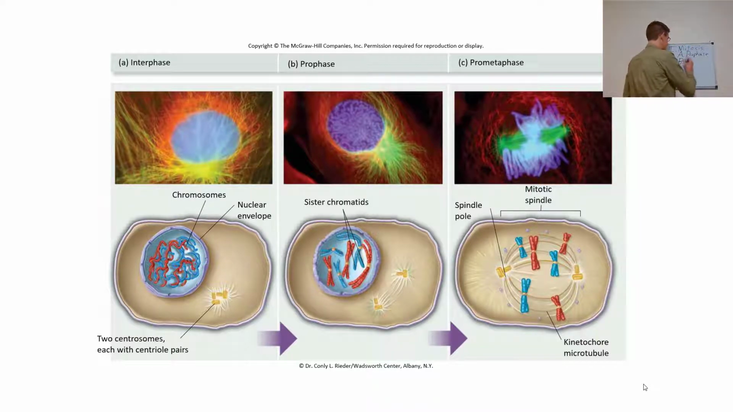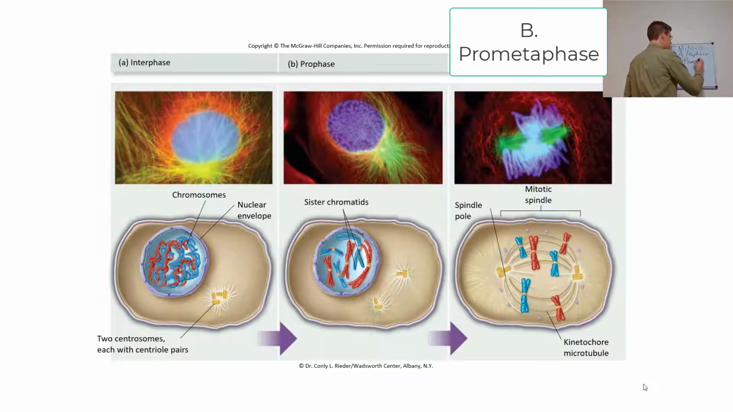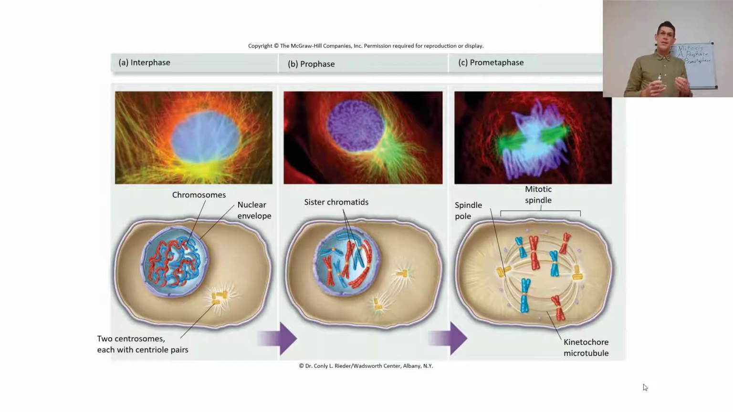Prometaphase is going to connect the DNA, the chromosomes, to this mitotic spindle, which is going to help move them around so we can split them apart. Let's look at that mitotic spindle.